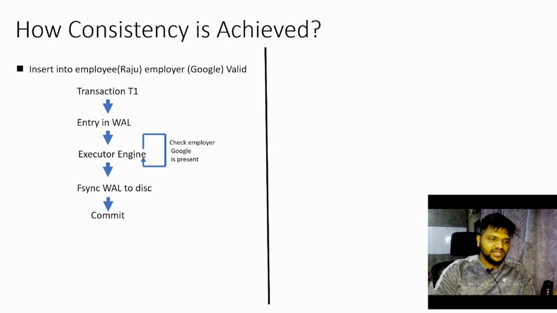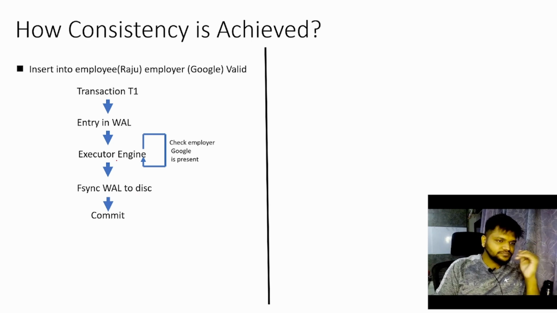Transaction T1 started, entries into the WAL. Then there is an executor engine that gets invoked. That executor engine's job is to validate the constraint. So it is checking, hey, check employer Google is present. If the condition is valid, it will insert the entry into the WAL file and do an fsync WAL to the disk, and then commit happens.